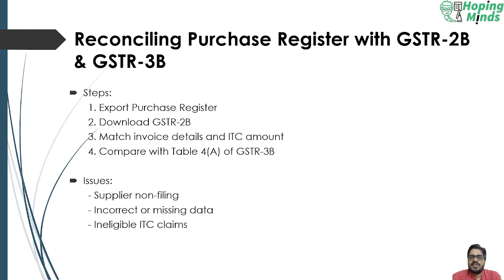So next is reconciling purchase register with GSTR2B and 3B. The objective to reconcile purchase register with GSTR2B and GSTR3B is to ensure that the input tax credit claimed in GSTR3B is supported with eligible invoices in purchase register and are appearing in our GSTR2B.